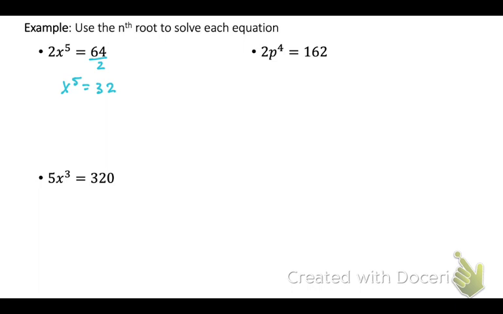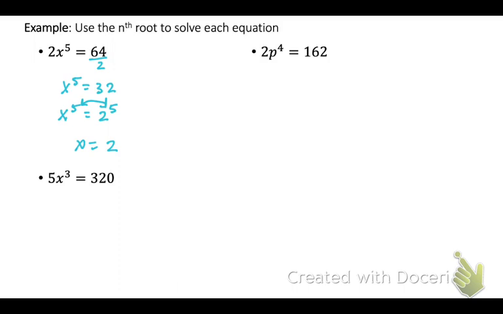Is that it? No. Okay, so we got to take the 5th root, right? To get rid of the 5th. So 32, break it down. 32 is what? 2 to the 5th. So x to the 5th equals 2 to the 5th. Well, guess what? If these exponents equal, the answer is what? 2.